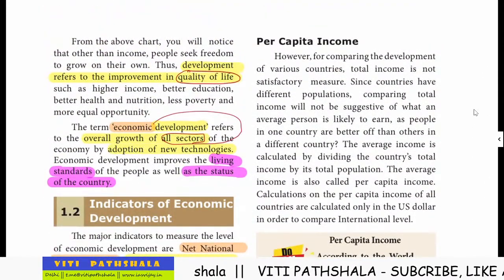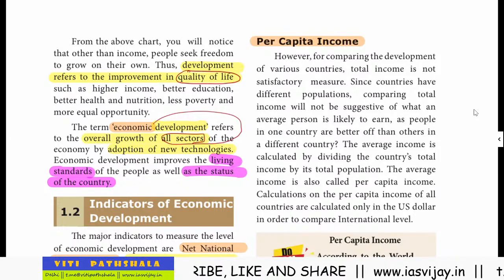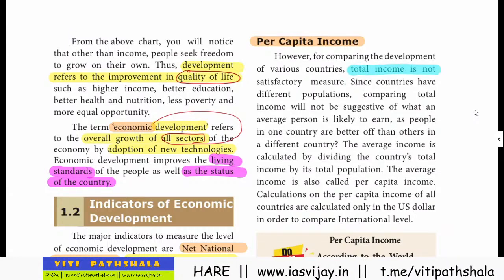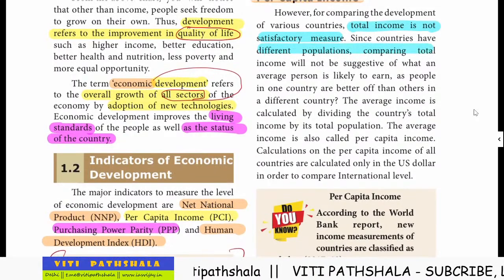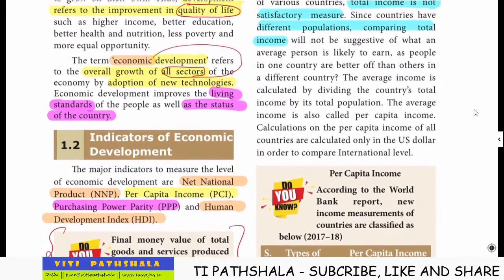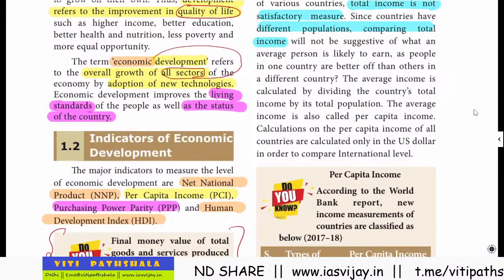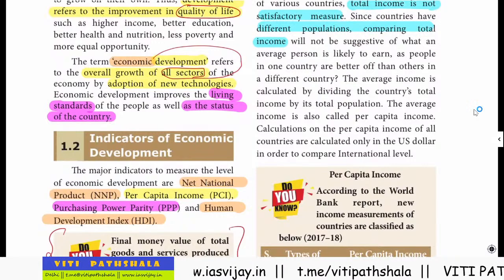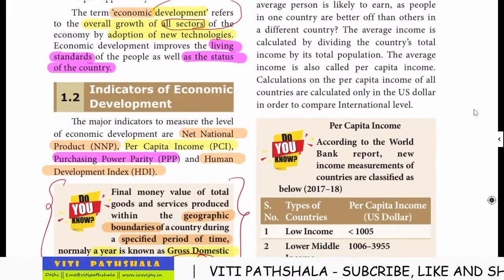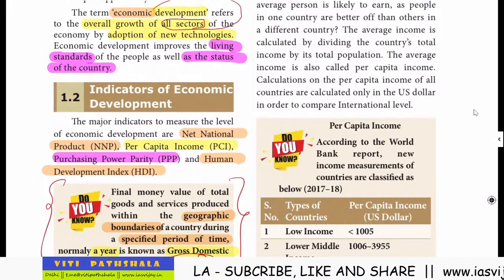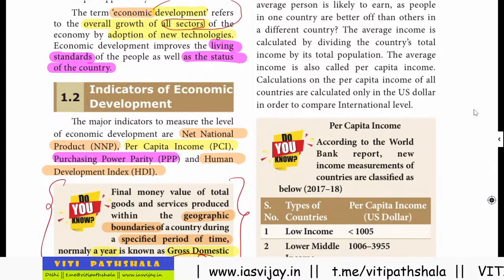Now, next comes per capita income. However, for comparing the development of various countries, total income is not a satisfactory measure. Since countries have different populations, comparing the total income will not suggest what an average person is likely to earn, as people in one country are better off than in another. The average income is calculated by dividing the country's total income by its total population. Now this is very important.